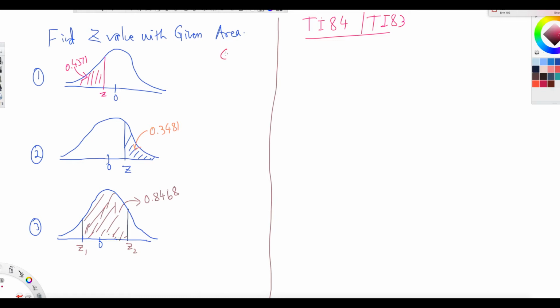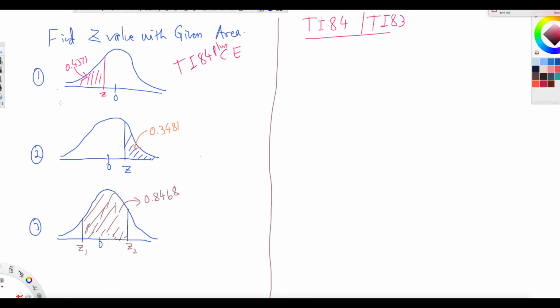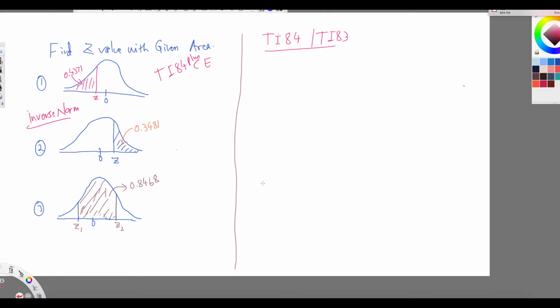If you have a TI-84 Plus CE calculator, then finding these G values is easier. How do we find that? Just go to the calculator, and we need to use inverse norm. That is the calculator syntax to find the G values, okay?